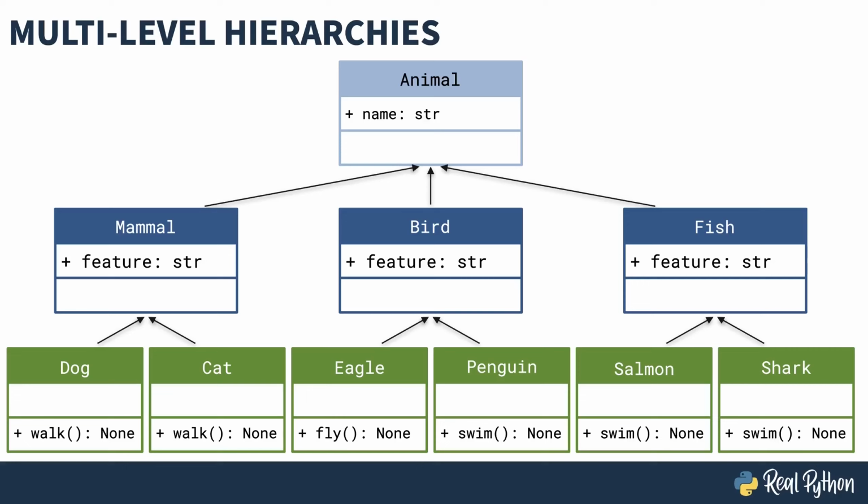The bottom layer here defines classes that extend mammal, bird, and fish. Each defines a method for itself. The none denotes the return value of the method. Notice how eagle and penguin define different methods. That's why you don't just want fly on bird, as not all birds can fly. The flying penguin would be a good name for a pub.